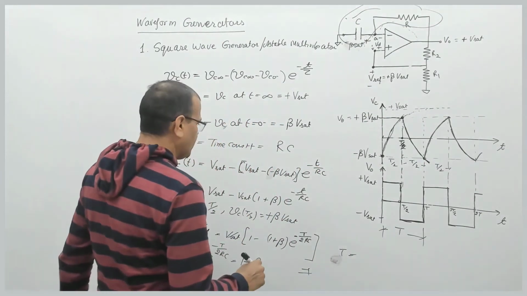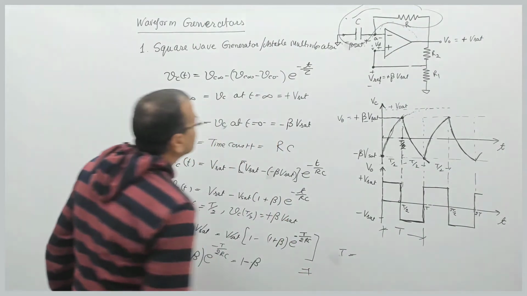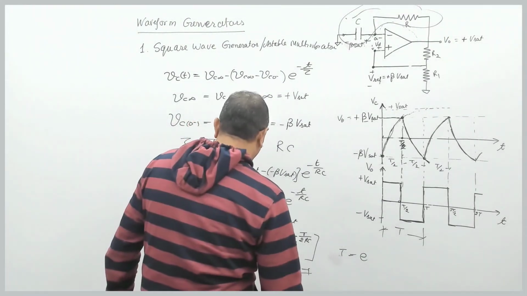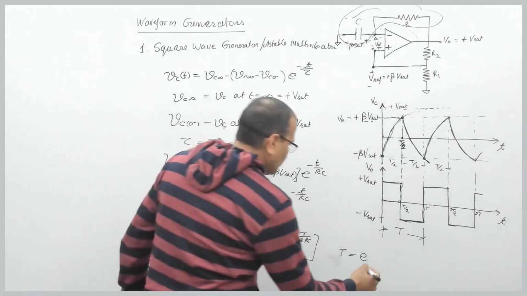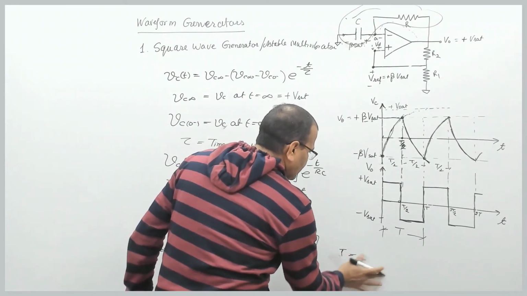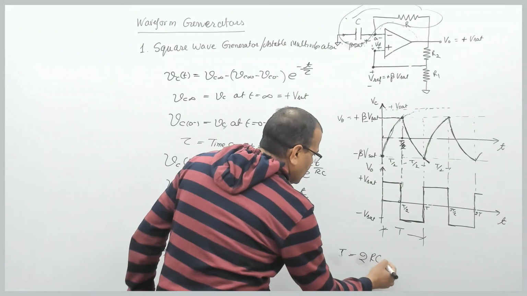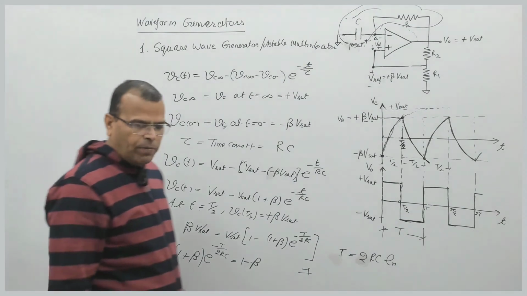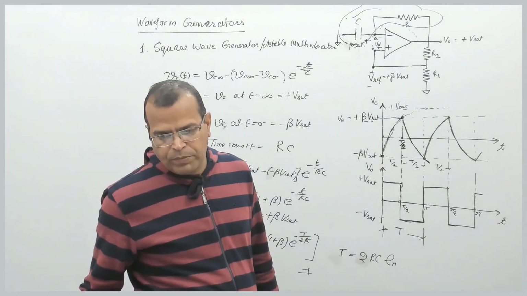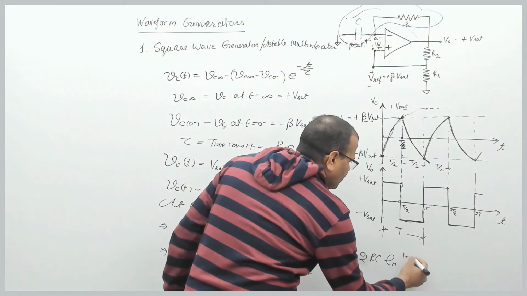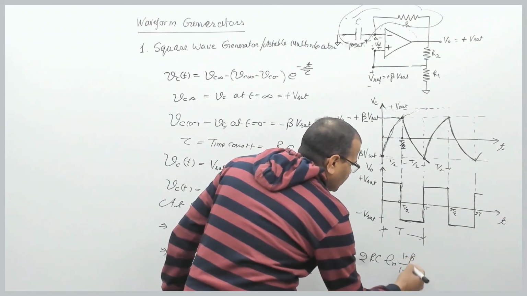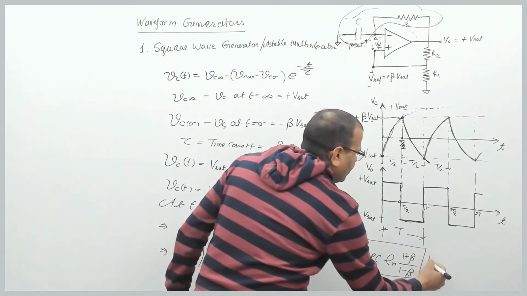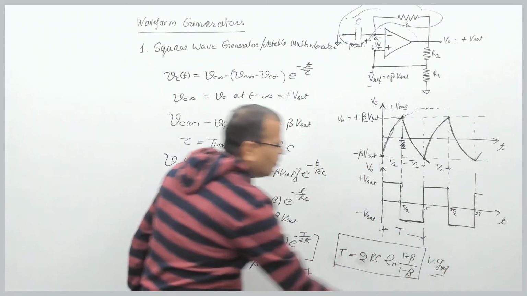Or you can write like this, e raised to power T by 2RC, or I can write T equal to 2RC natural log ln of 1 plus beta by 1 minus beta. This is the expression of the time period of this circuit, which is very important from the examination point of view.